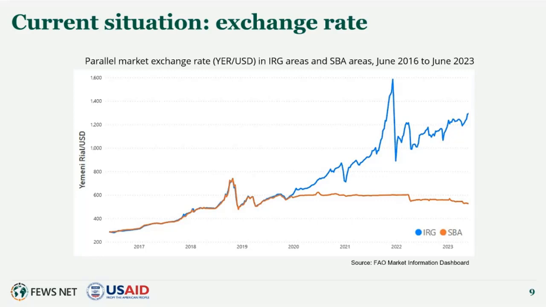Shortages of revenue and foreign exchange are also leading to further disruptions to already insufficient provision of public services such as electricity and payments of civil servant salaries in IRG-controlled areas, with the military sector already experiencing additional delays in the payment of their salaries. Meanwhile, in SBA-controlled areas, the value of the local currency remains generally stable under a fixed exchange rate regime and tight control of the foreign currency market.